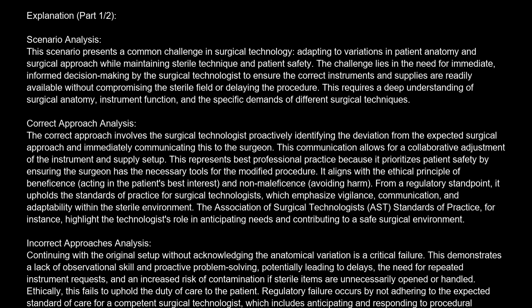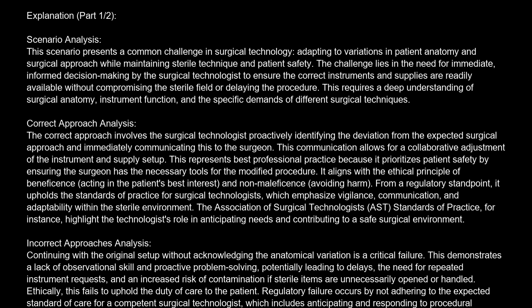From a regulatory standpoint, it upholds the standards of practice for surgical technologists, which emphasize vigilance, communication, and adaptability within the sterile environment. The Association of Surgical Technologists, AST, standards of practice, for instance, highlight the technologist's role in anticipating needs and contributing to a safe surgical environment.